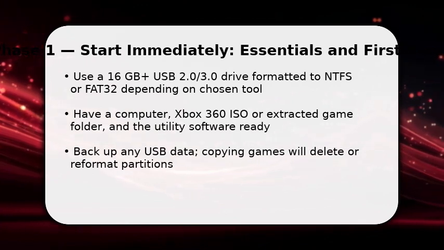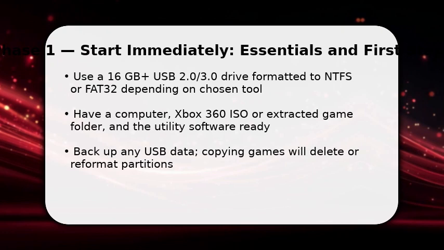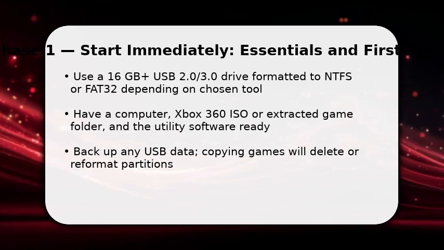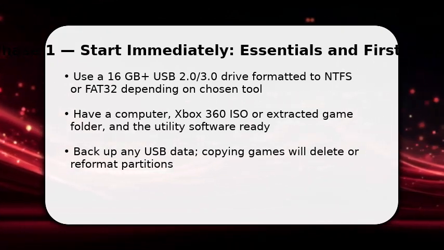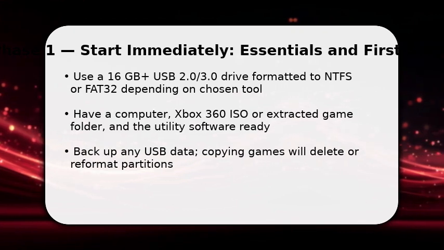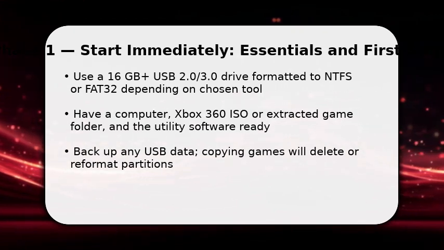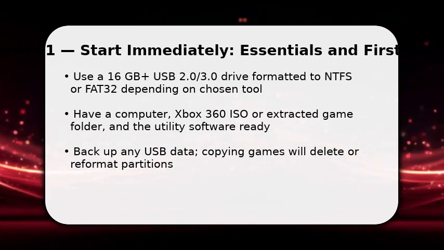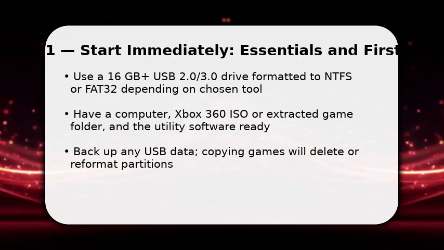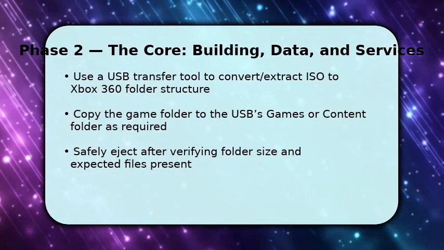Download and extract your Xbox 360 game ISO or folder. Install the transfer utility you chose, make sure it's compatible with Xbox 360 file structure. Once done, confirm free space equals the game size plus 1 GB spare, and keep the console nearby for the next step. Now transfer the game data to the USB.